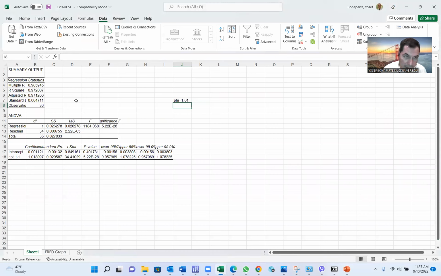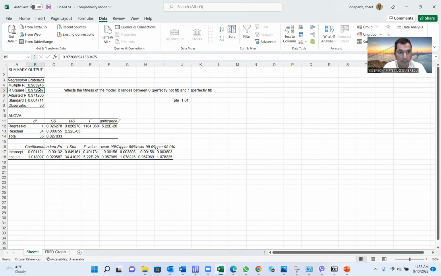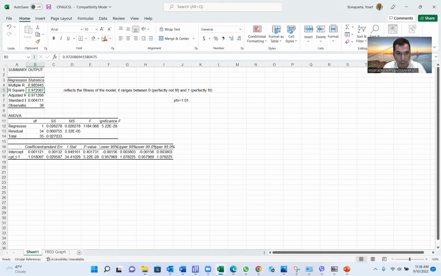Just to give you some idea about the results. R square reflects the fitness of the model. It ranges between 0, perfectly not fit, and 1, which is perfectly fit. And in our case, 0.97 is awesome. It's a very good fit. Life is beautiful here.